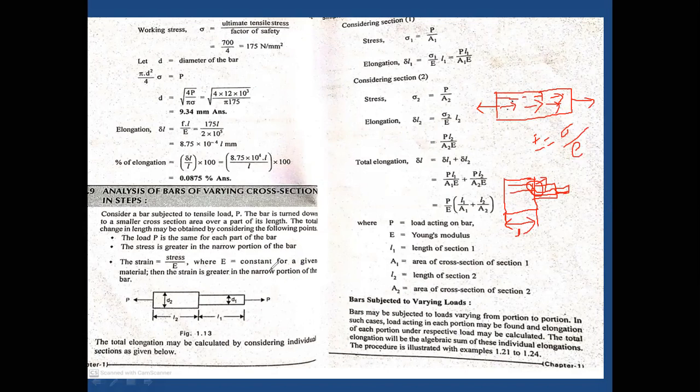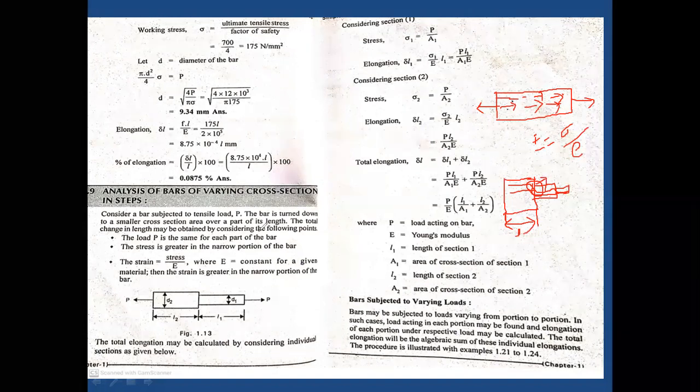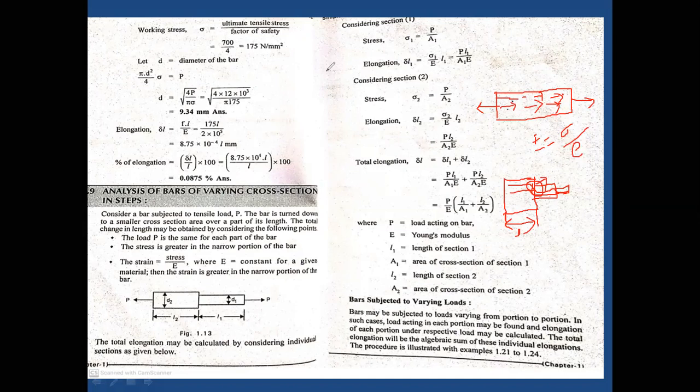Okay, for cast iron, Young's modulus is 2.2 × 10^3 kilonewton per mm square. In the case of steel, it is 2.1 × 10^4. So every material has its own Young's modulus. By default, the value of the Young's modulus is given in the problem.